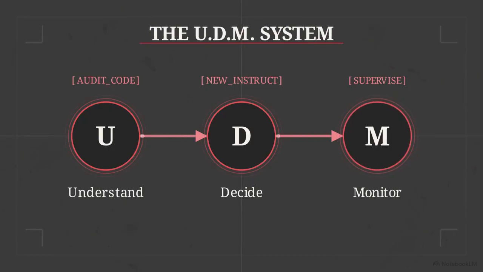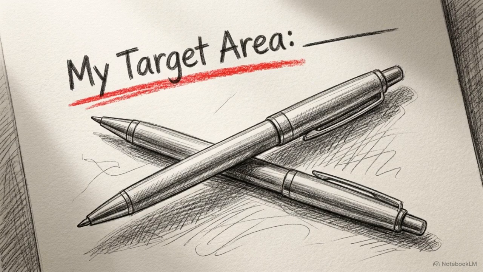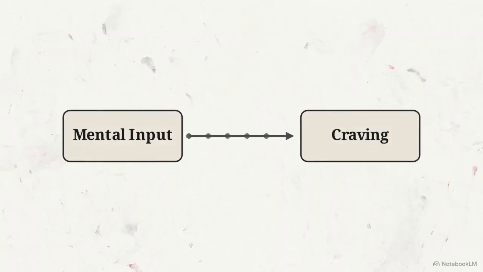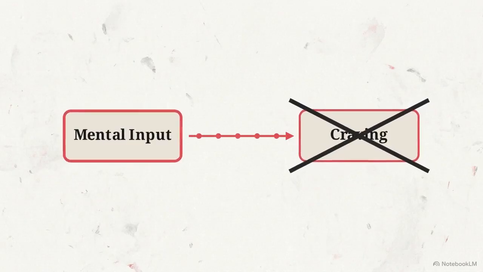exact source. To prepare for this exercise, grab a pen and a piece of paper. At the very top, write down your specific target habit. Relying on sheer willpower fails because it attacks the physical symptom, the craving, instead of fixing the specific mental input that creates that craving in the first place.